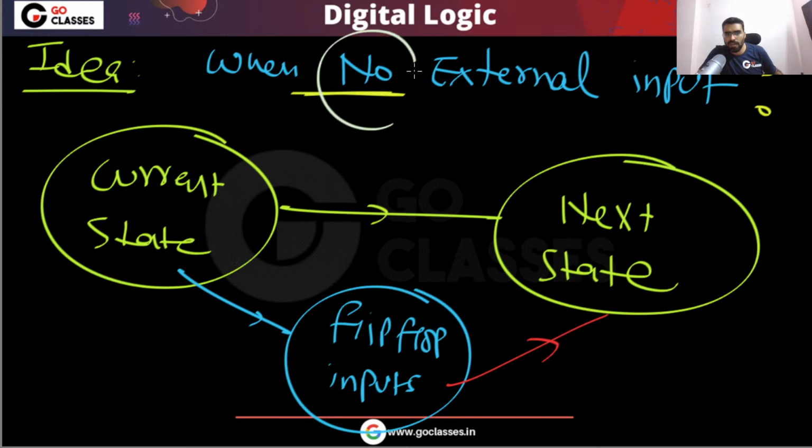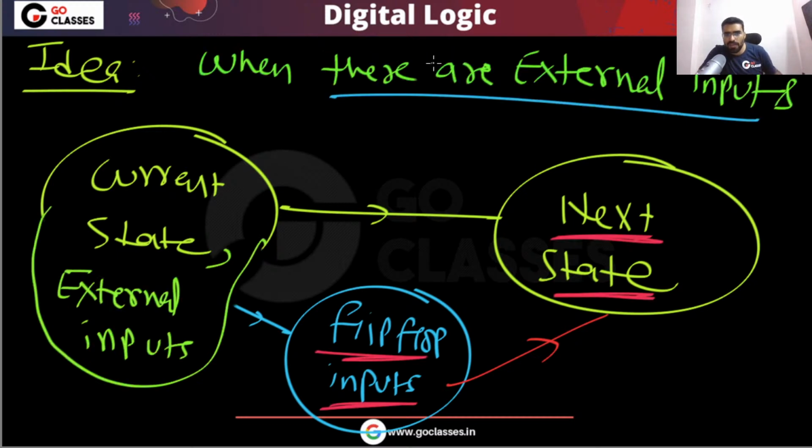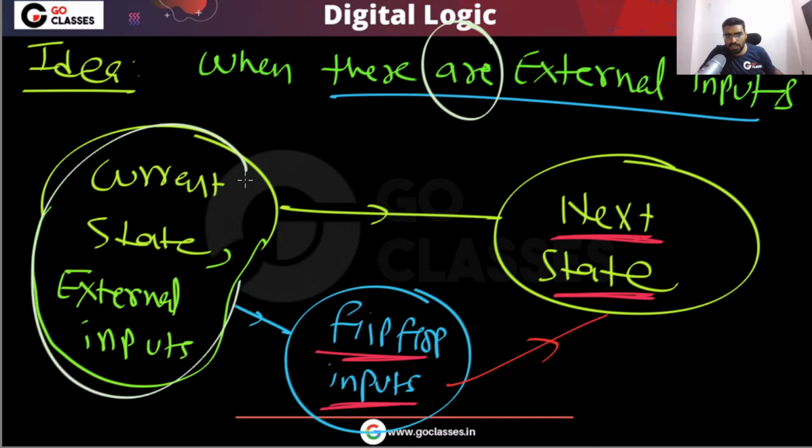You can notice when there is no external input, then from the current state we are finding the flip-flop inputs, and from the flip-flop inputs we are finding the next state. Now when you have external inputs, only this situation will change: from current state, comma, external inputs, I will find the flip-flop inputs, and then the next state. Nothing else.